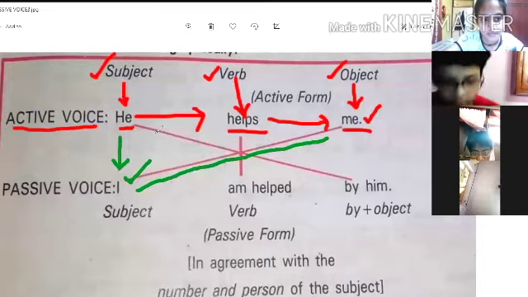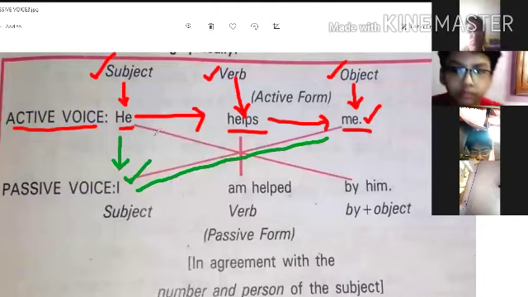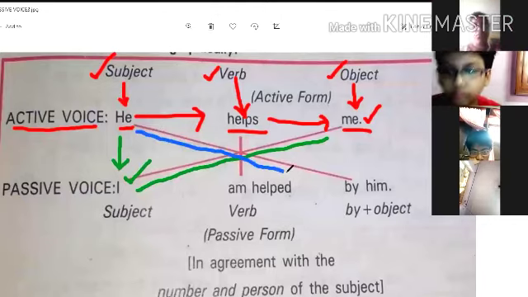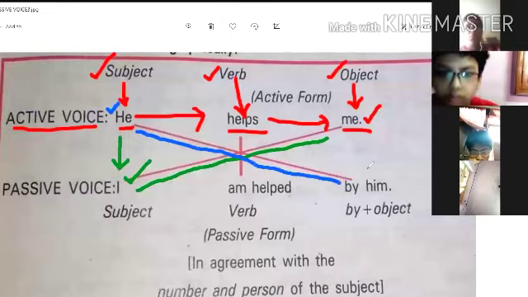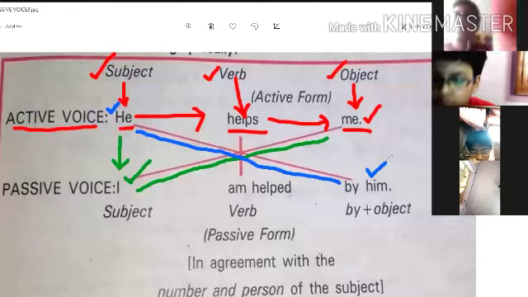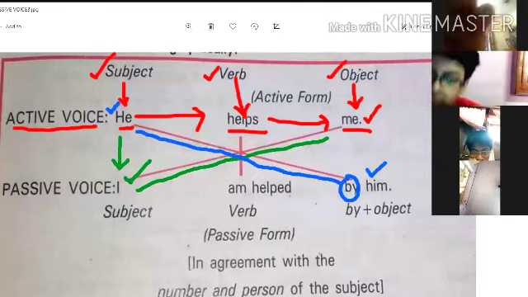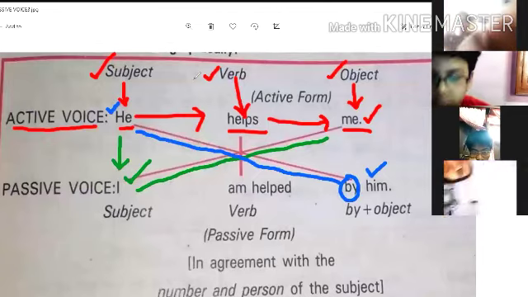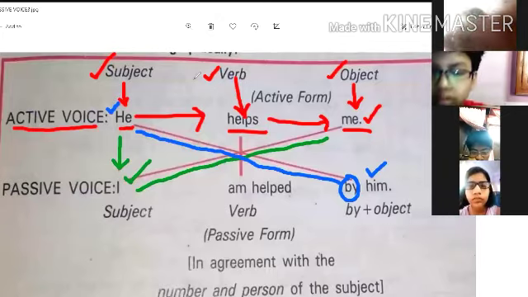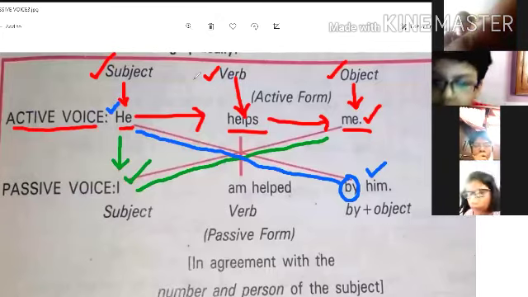Okay, and now look at this line. Follow this line. Let me change the ink so that you understand better. Yeah, this one. He was the subject in the active voice, so it is becoming the object in the passive voice. And whenever we change a sentence from active to passive, we add the word by to it. The by generally denotes that the sentence is in passive voice.